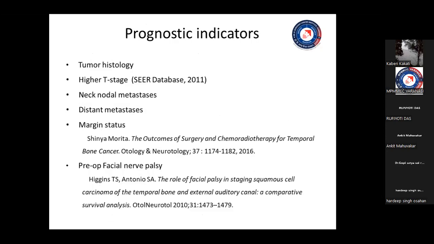Coming to the prognostic indicators, it depends on the tumor histology. Higher T stage, because there is a quite significant difference in survival between T1, T2 versus T3, T4 disease. Neck nodal metastases, distant metastasis, margin status, and preoperative facial nerve palsy, with literature suggesting a drop of survival from 60% to almost 20% if the facial nerve is involved preoperatively. So these are the prognostic indicators which might indicate the future outcome of these tumors.